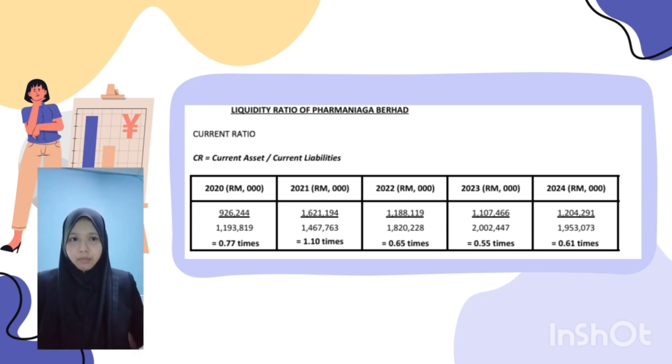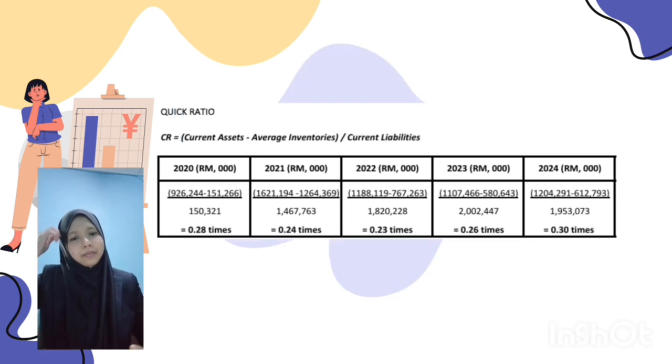In 2022 and 2023, both years recorded a decline in current assets and an increase in liabilities. This resulted in the current ratio dropping to 0.65 times in 2022 and further down to 0.55 times in 2023, highlighting potential liquidity pressure. In 2024, the company saw a modest recovery. Current assets increased while liabilities slightly decreased, improving the ratio to 0.61 times.